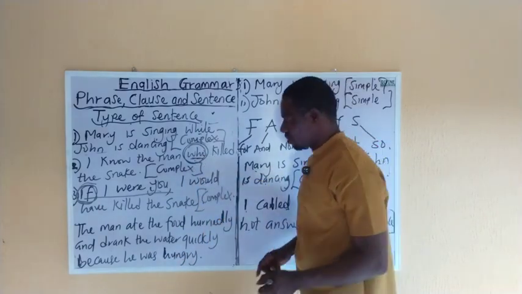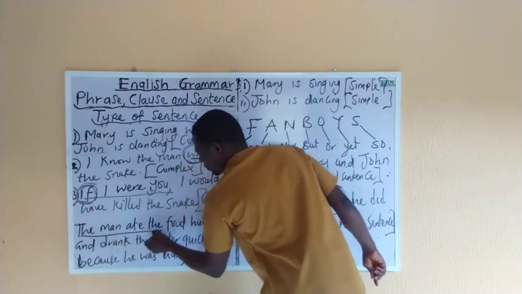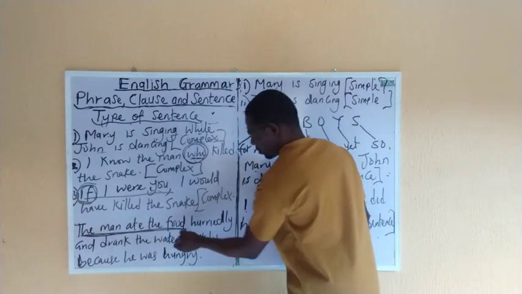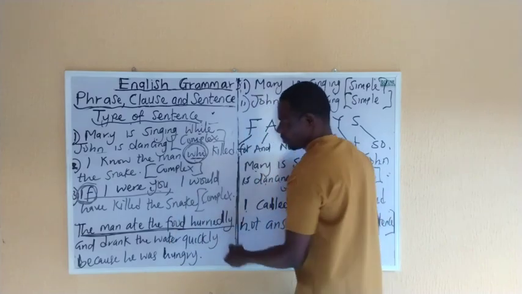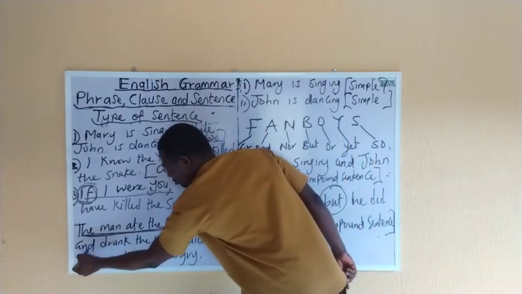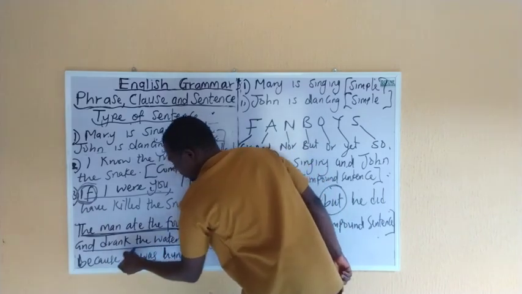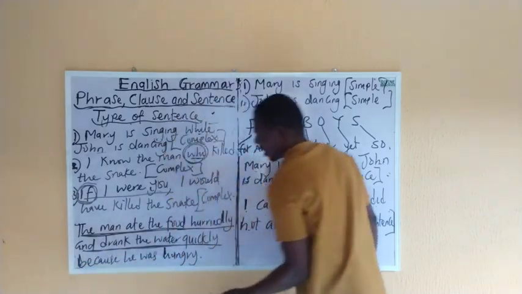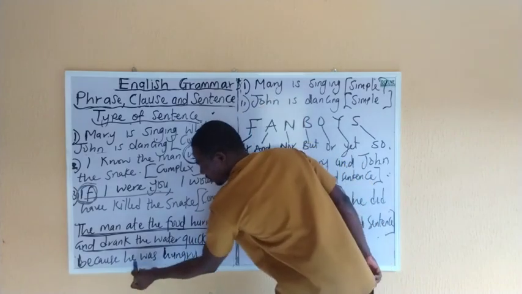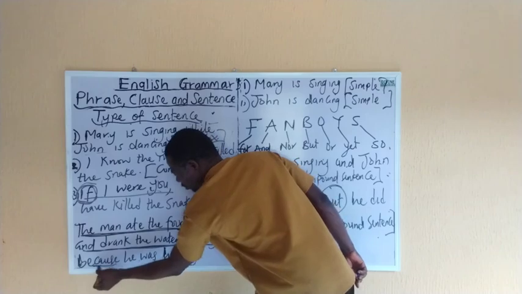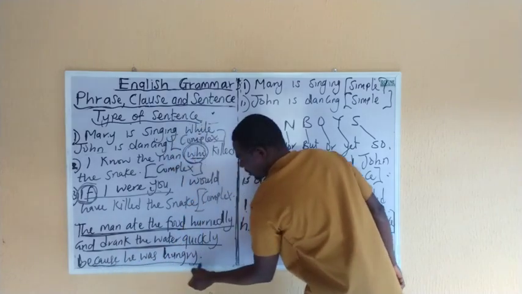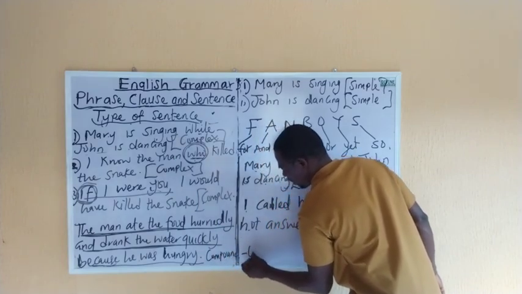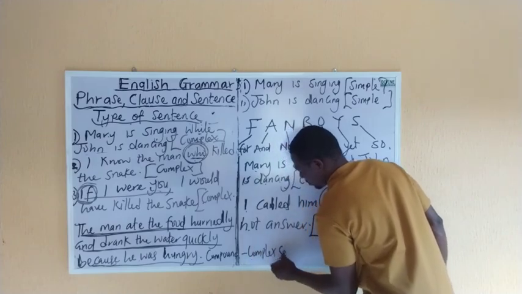Okay, fine. Let's see this now. The man ate the food hurriedly is an independent clause. And drank the water quickly is another independent clause. Then because he was hungry, because here is a subordinator. So because he was hungry makes it a what? A compound complex sentence.